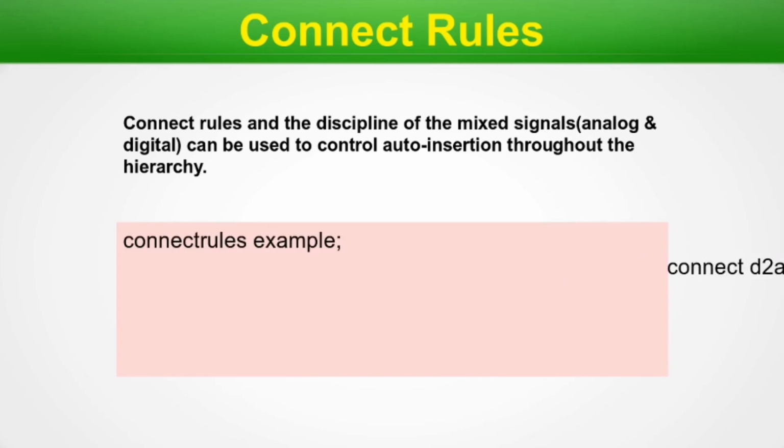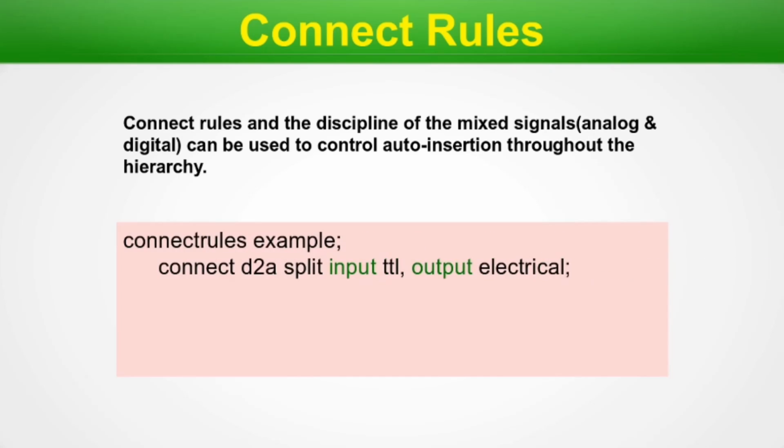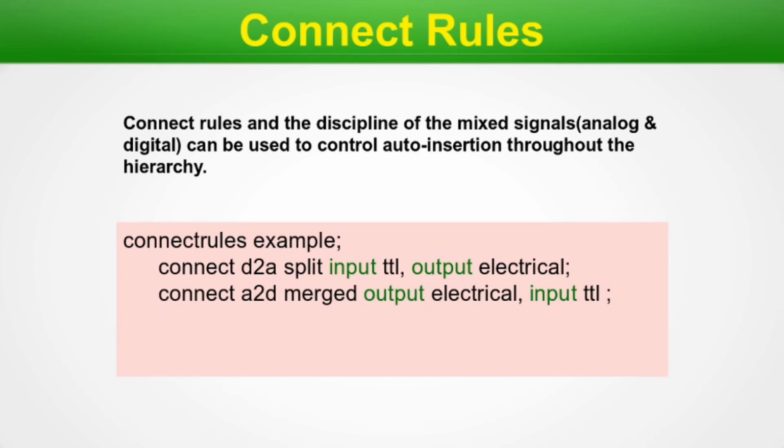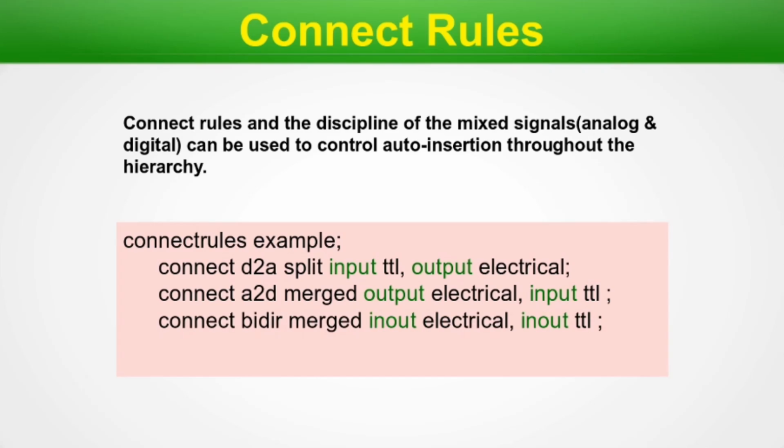So connect rule is the example. The first connect rule is D2A and we define all of its input and output structure. Then the second one is A2D and we define it similarly. And bidir, we also define it, and then we end the connect rule. So this way, these connect rules are done for a mixed mode simulation.